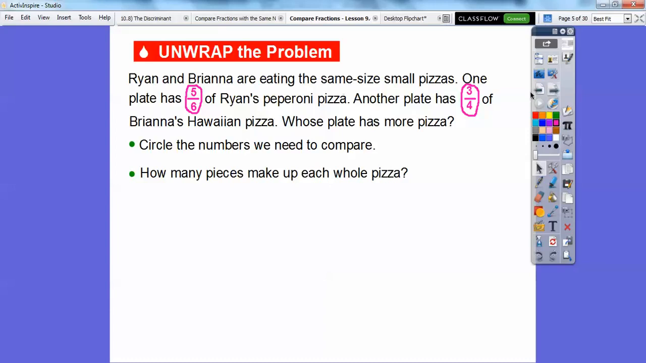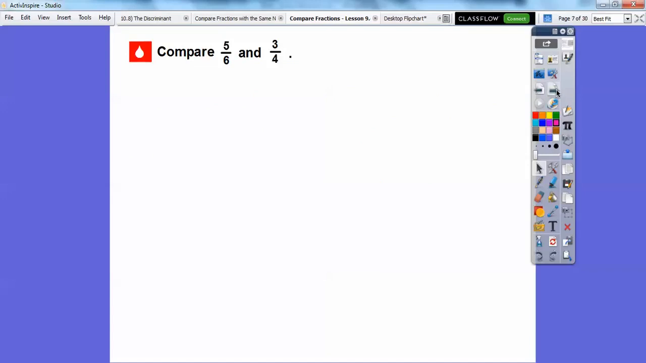Okay, so here it says Ryan has 5/6 of his pepperoni pizza left on the plate. So there's 6 pieces on Ryan's pepperoni pizza. And then there's going to be 4 pieces on Brianna's one. So the denominator tells us how many pieces there are in the whole pizza. So Ryan's pizza had 6 pieces, and Brianna's has 4 pieces. Okay. So here we're going to compare 5/6 and 3/4.